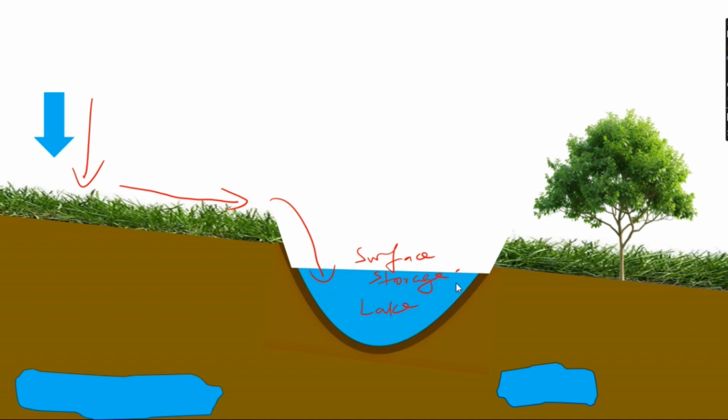Surface storage. So what happens from there? Some water will actually seep into the ground in a process known as infiltration. Infiltration is basically the seepage of water into the ground. Then once the water seeps onto the ground, we shall have two processes.